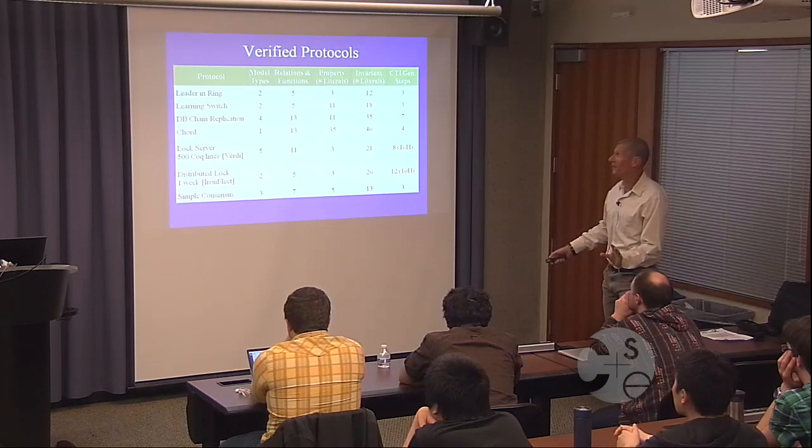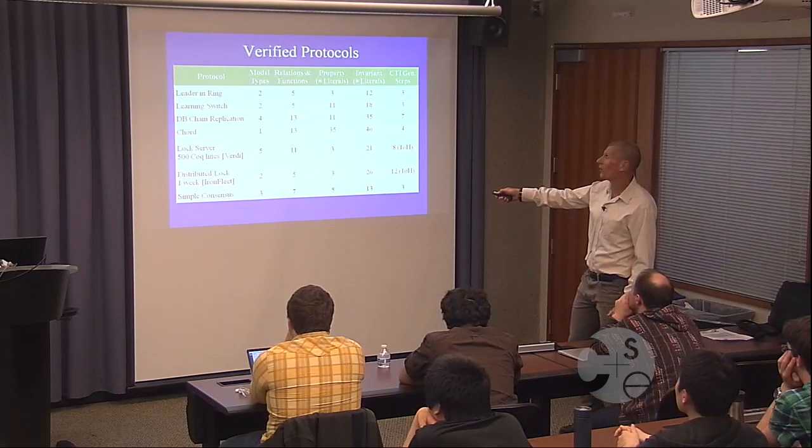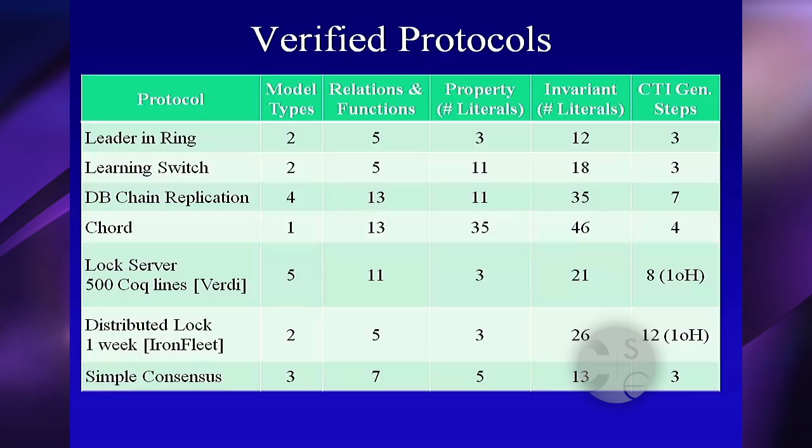We verify very little things, I should say. So we verify this leader in the ring. You see, these are the number of types. These are the number of relations. This is the property. This is what we wanted to verify. These are the literals. This is the invariant that we find. Of course, the invariant is more complex than that. These are the number of generalizations.